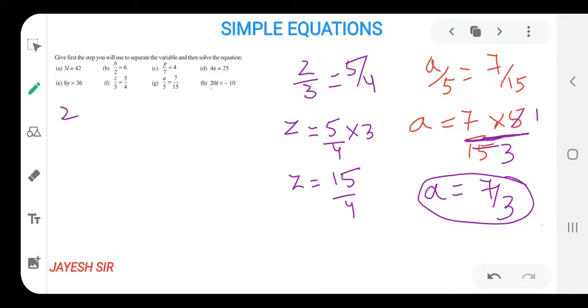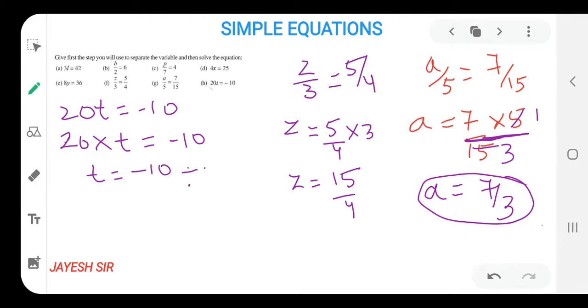So let us begin with the last sum of this type. 20t equals to minus 10. Now 20 is in multiplication over here. Yes, this is 20 multiplied by t equals minus 10. Now as it is, 20 should be in division.